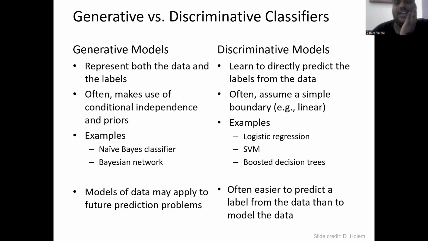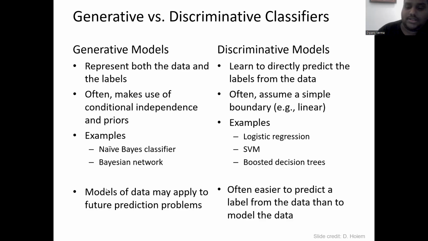Naive Bayes classifier, and then logistic regression, which is regression that we use to classify. Assume a simple boundary like a linear boundary, boosted decision tree, right? So a model of the data may apply to the future prediction problem. Often it is easier to predict a label from the data than to model the data, right? Models of data may apply to the future prediction problem, right? This is the problem.